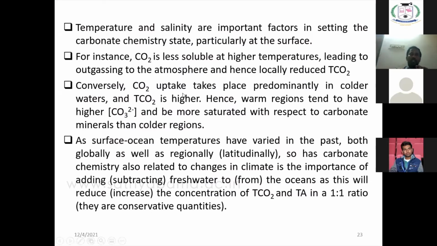So temperature and salinity are the major factors in setting the carbonate chemistry system at the surface of the ocean. For example, CO2 is less soluble in seawater at high temperatures, which leads to outgassing, the liberation of carbon dioxide, so that carbon dioxide will increase in the environment. Seawater uptake takes place predominantly in colder waters, and of course that is why the total carbon dioxide will be higher over there.